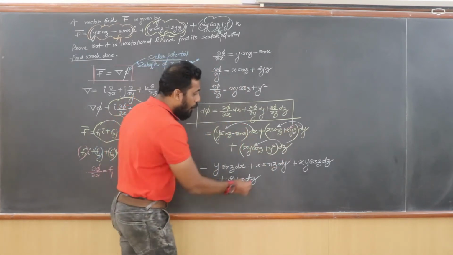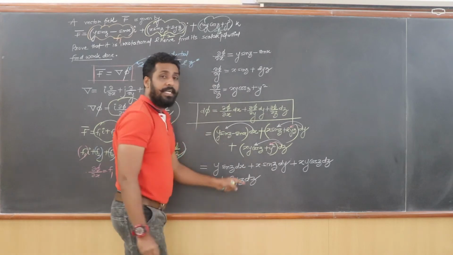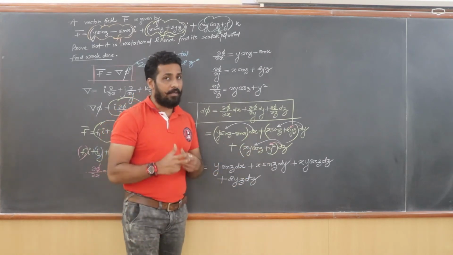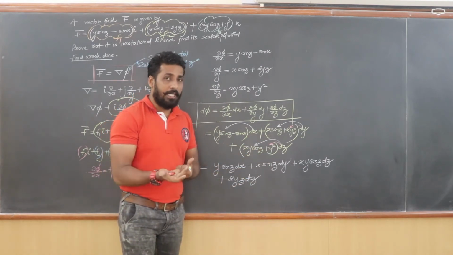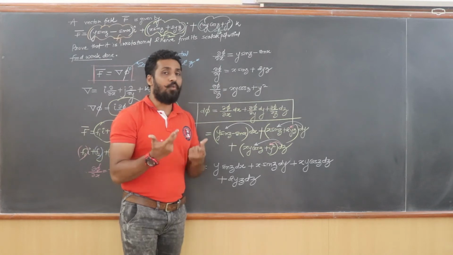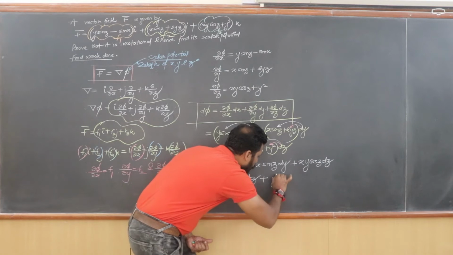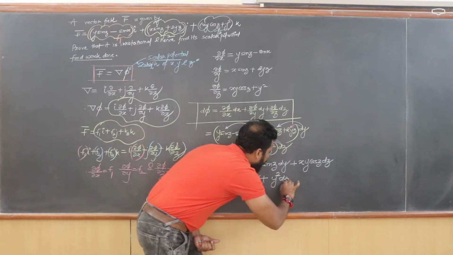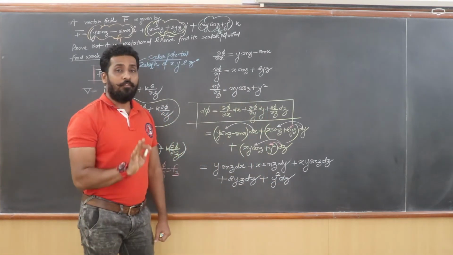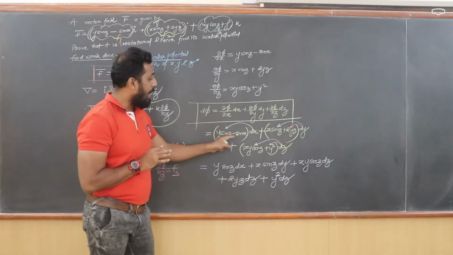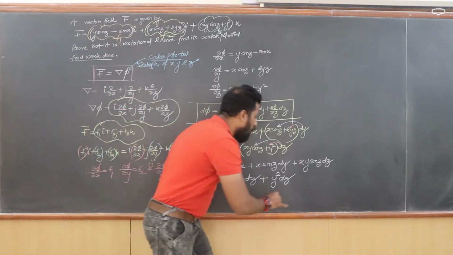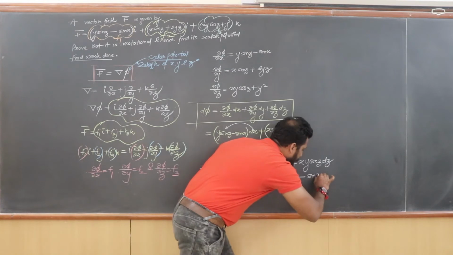If I go ahead, look at this term which contains y square and dz. That means it contains y as well as z. So all terms which contain y and z should be brought together. I'm going to write plus y square and dz. One final term is left, which is minus sin x dx. Let us write that also, minus of sin x and dx.